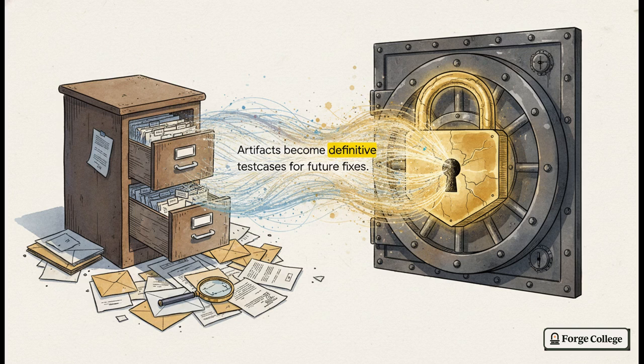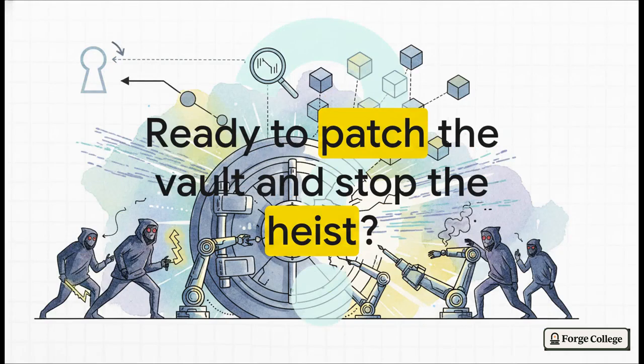They actually become the definitive test cases that you're going to use in the next phase of your security learning journey to implement and verify targeted mitigations. Basically, when you finally apply a patch, you'll run this exact minimal reproducer again to prove that the vulnerability is actually gone for good. Which leaves us with one final, very important question. Are you ready to take this evidence, patch the vault, and stop the next heist? Just remember, a vulnerability isn't truly fixed until you can definitively prove exactly how it was broken in the first place.